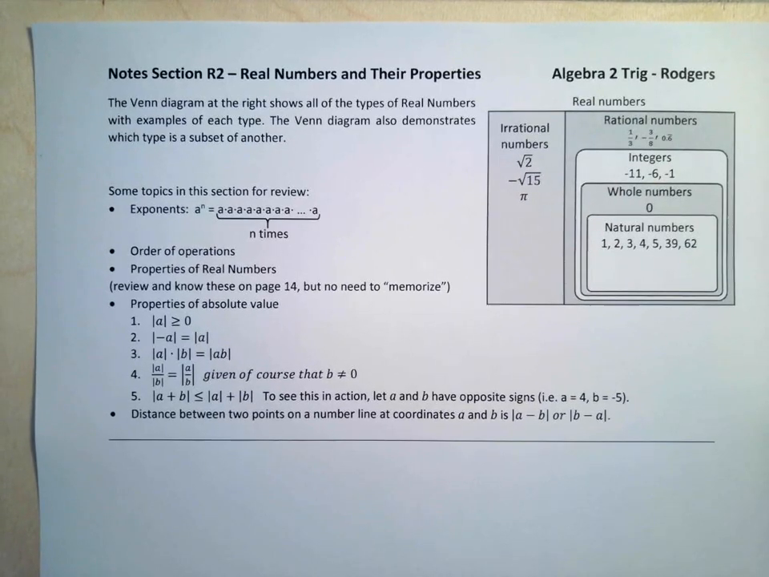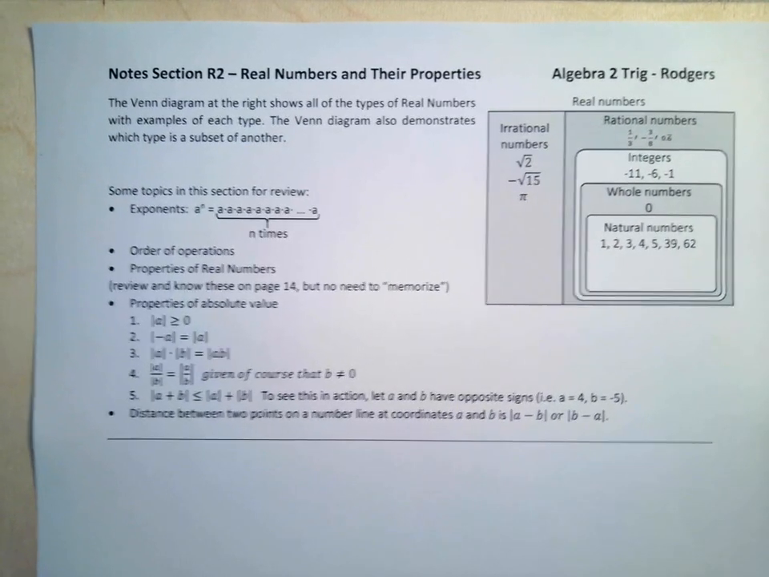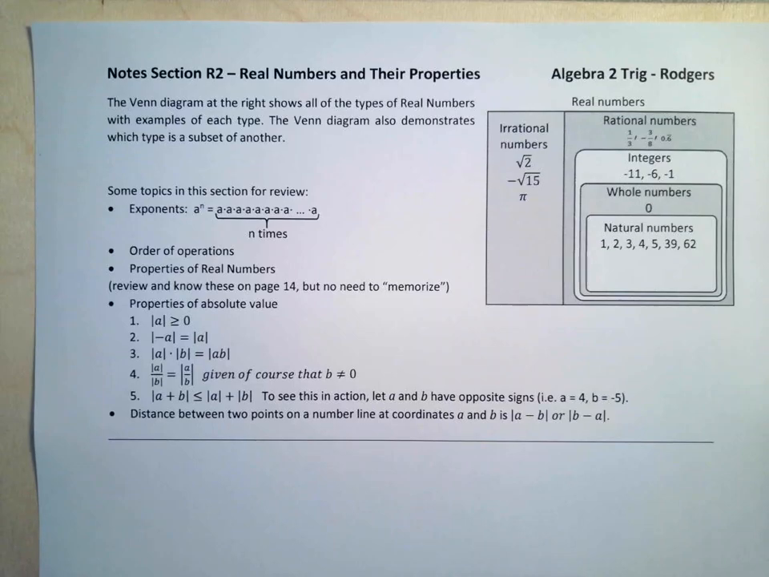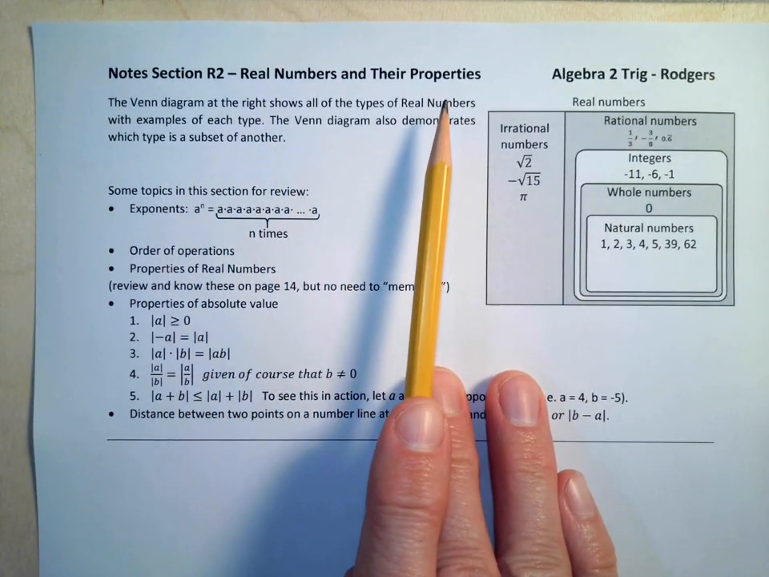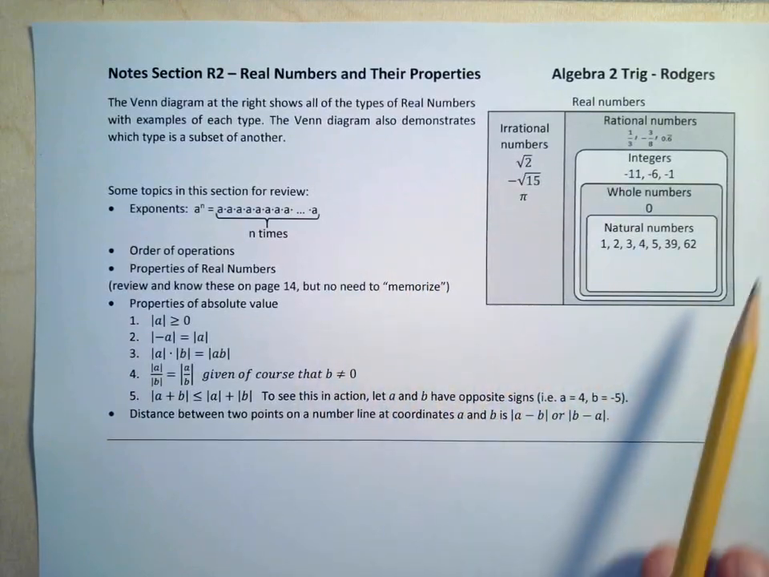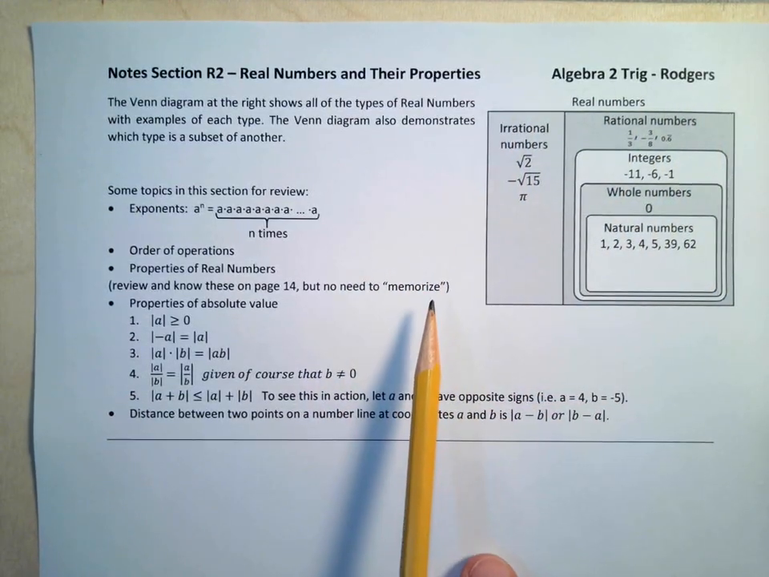So this is the video for section R2. That's the second section in the review chapter. We're dealing with real numbers and their properties. The Venn diagram shows here all of our different types of real numbers.